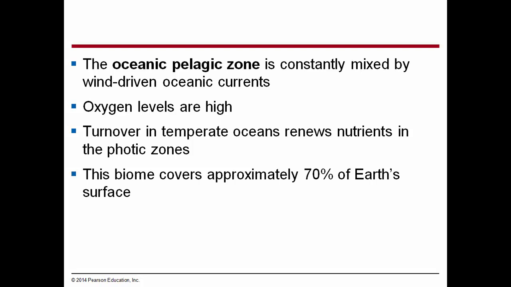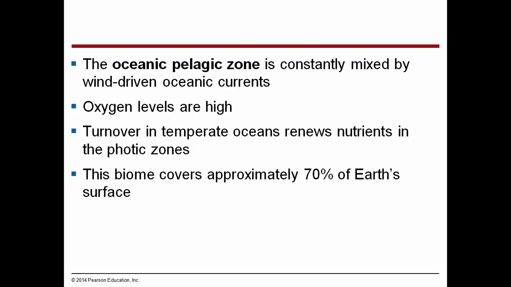The oceanic pelagic zone is constantly mixed by wind-driven oceanic currents. Some of these currents are upwellings that come from deep waters as well. Oxygen levels are high, and the turnover in the temperate oceans renews nutrients in the photic zone. This biome covers approximately 70% of the Earth's surface.